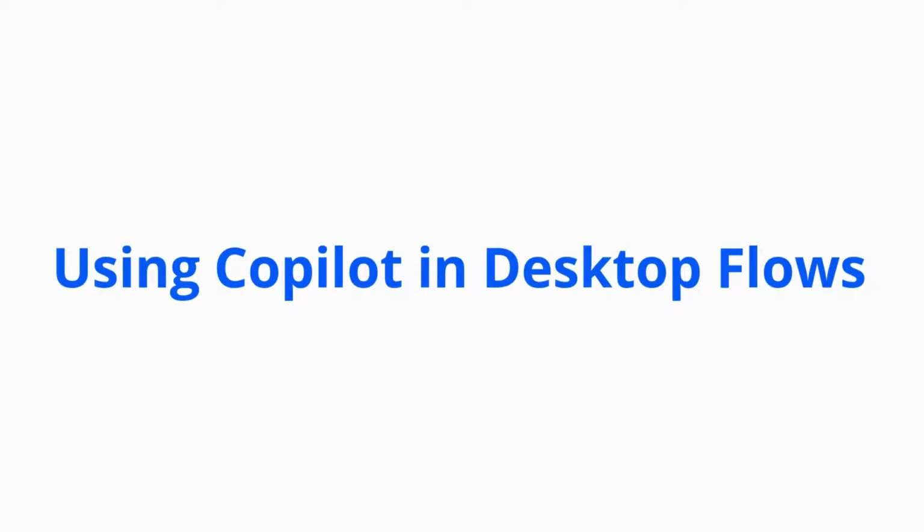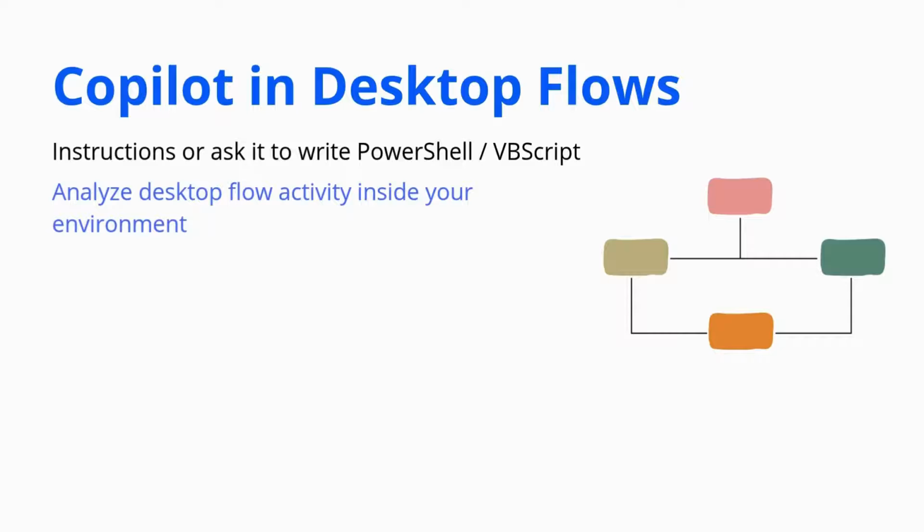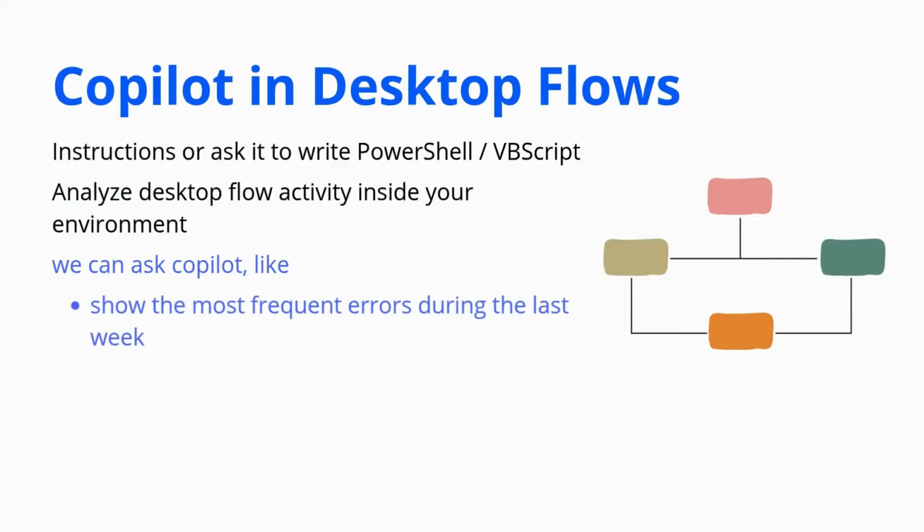Copilot in Desktop Flows. Copilot in Desktop Flows is your AI assistant, and we can ask anything. For example, you can even ask it to write PowerShell or VB script for you. We can also use Copilot to analyze desktop flow activity inside your environment, which can make it easier to consume the data. Example prompts that you can ask Copilot: show the most frequent errors during the last week.